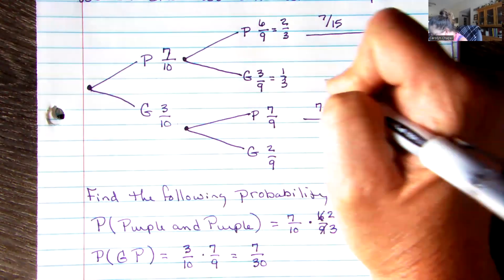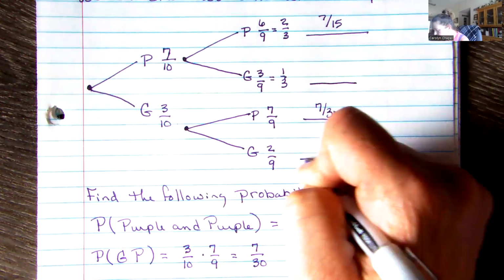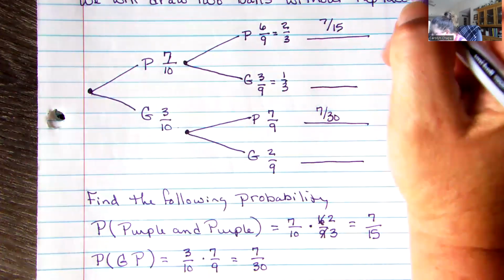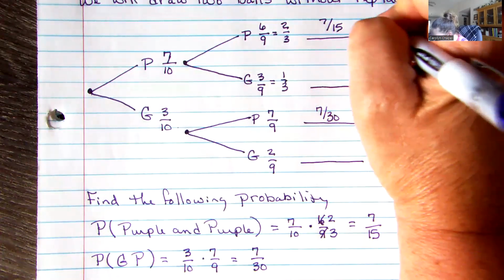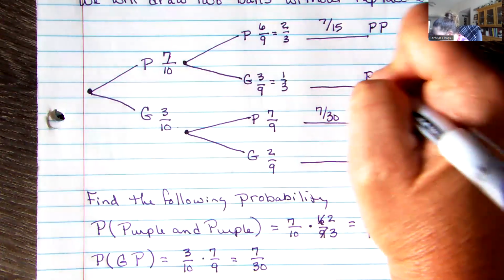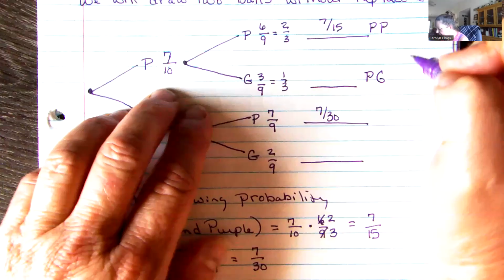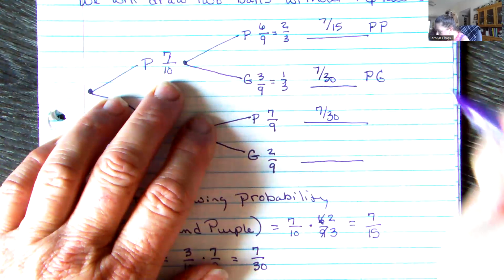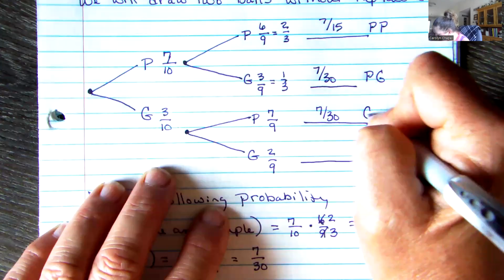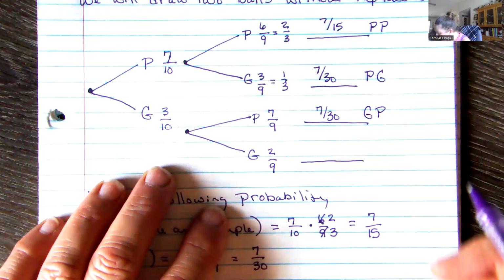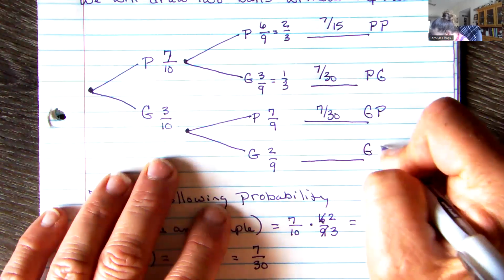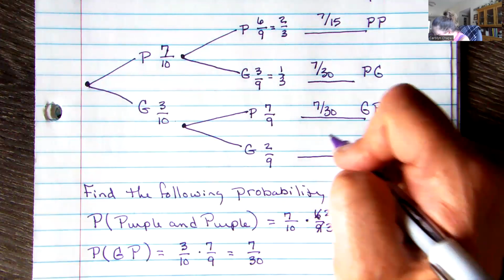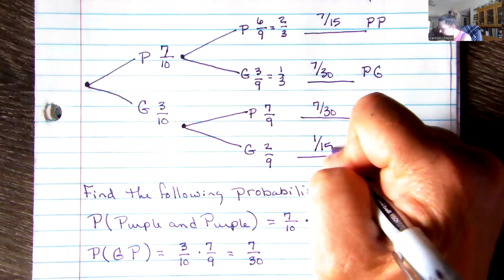Okay, so I'll put that guy here too. We can also do the following pieces for the other 4 branches. So basically, this is our purple-purple situation, our purple-green. We would be multiplying these guys. That would be a 7 out of a 30. Here's my green-purple. And this would be my green-green, which is going to be 1 out of 15.